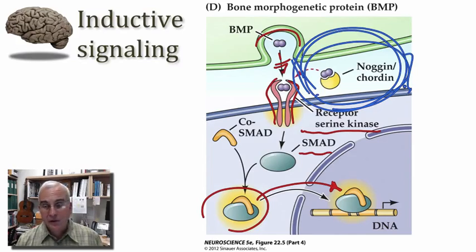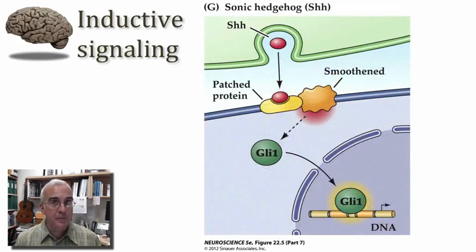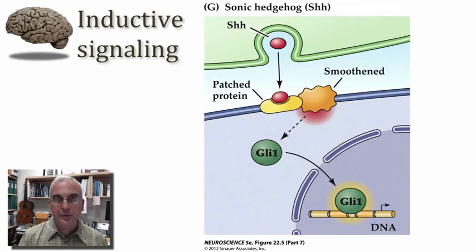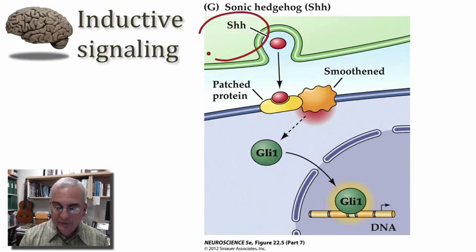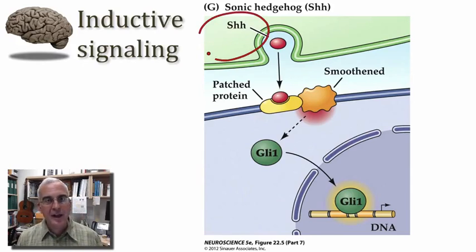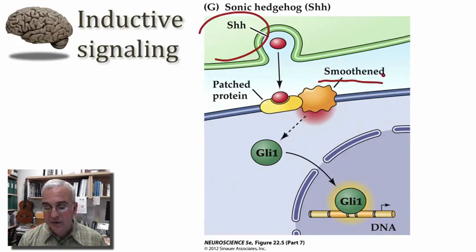One last inductive signal I'd like to just talk through is one that has perhaps the most memorable name of all, especially for those of you that have some history in video gaming. This inductive signal is called SHH, or Sonic Hedgehog. And Sonic Hedgehog is a protein hormone that interacts with receptors that are bound to the surface, and its receptor is a protein called patched that interacts with a protein called smoothened.